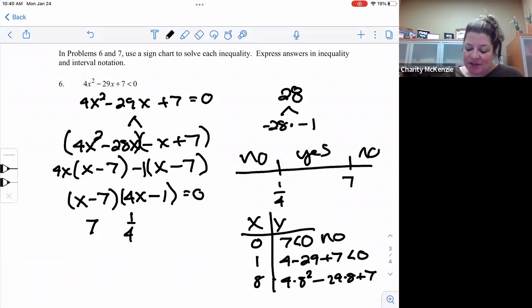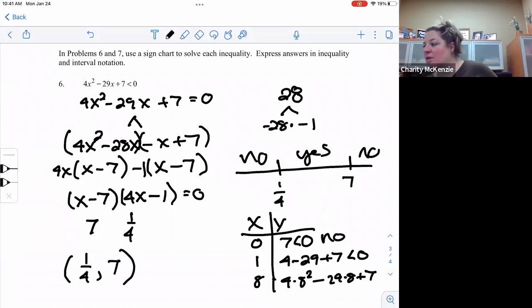So the only section that works for this one is, oh, and we could, no, it's just less than, so round brackets: 1/4 to 7. Okay, so 1/4 to 7. Obviously that's the only place that it would be continuous.